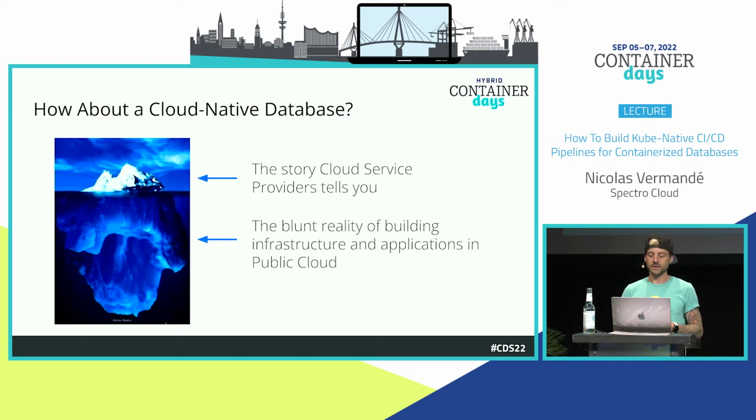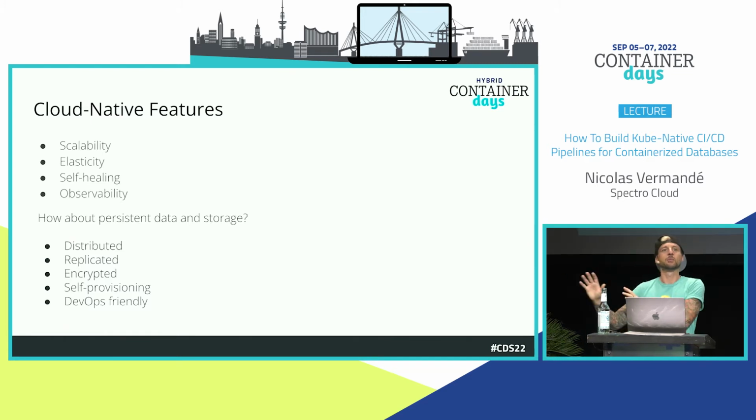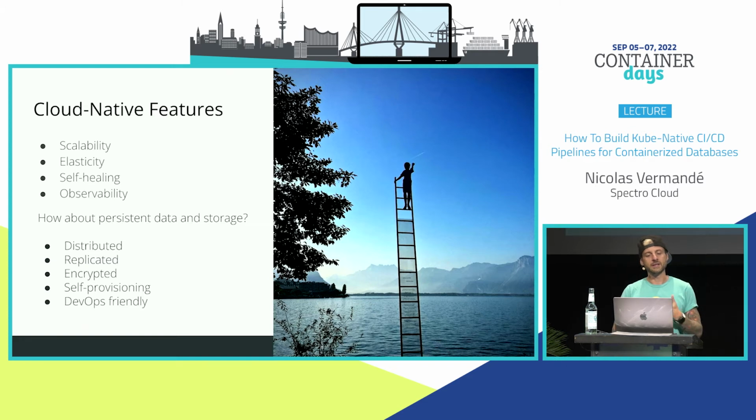Well, with Kubernetes, you have the ability to use some dedicated CSI, and basically you need to consume different feature sets if you want to bring the databases at the same level as what you have on RDS and things like that. So typically, in a cloud-native environment, you need scalability, elasticity, self-healing, observability for your compute stack. But how about your persistent storage?